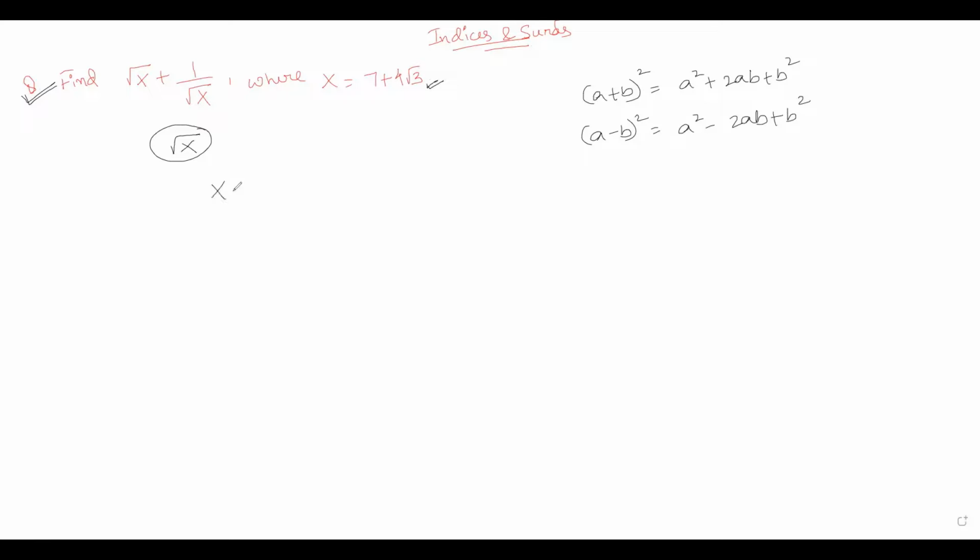So here x is 7 plus 4 root 3. So if we want to find the square root of x, we need to rearrange the surd in terms of a square plus 2ab plus b square form. So first, let us try to see what can be 2ab from this surd. So this is 7 plus 4 root 3, which can be written as 2 times root 3. So this can be thought of as 2ab. So from here, we can say that our a would be this 2 and our b would be root 3, because 2 square plus root 3 square would be giving us 7.